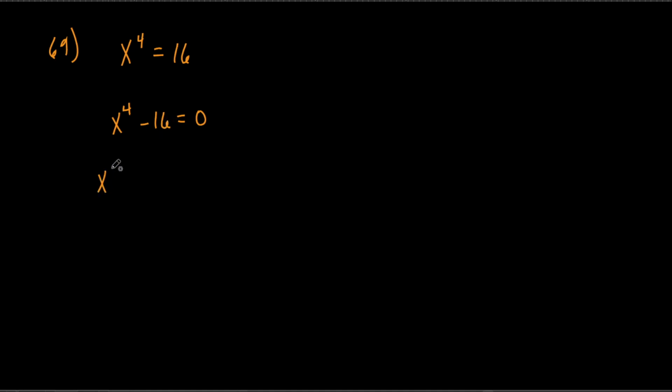Well, if you think about it closely, if I took x squared and then squared it, isn't that the same thing as x to the fourth? Sure thing. What's being squared to give you 16? That's a little easier. That's 4. So 4 is being squared. So this is a difference of 2 squares.